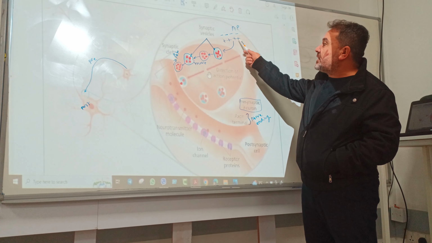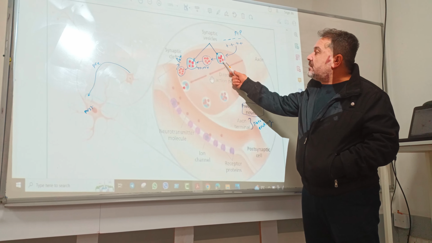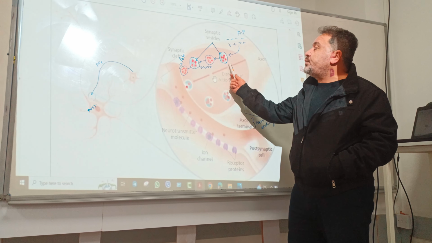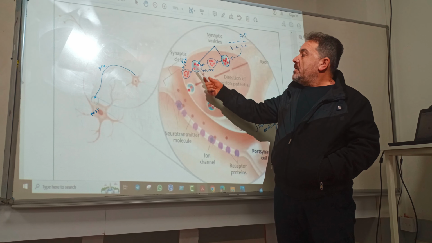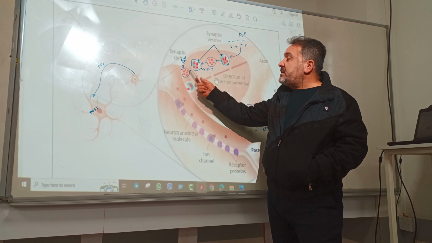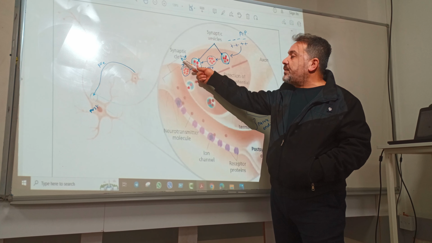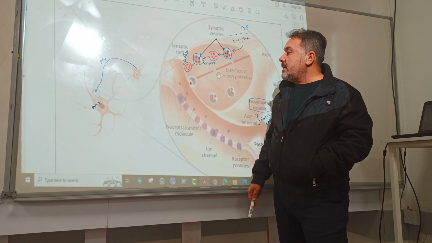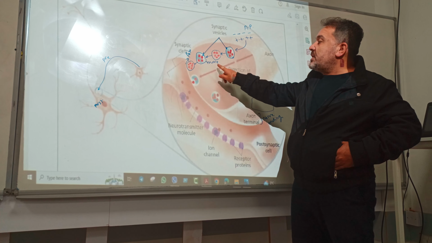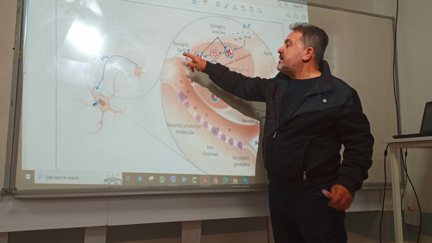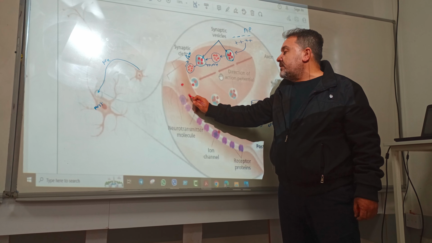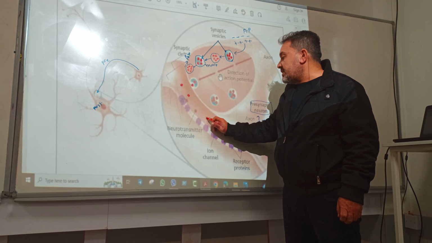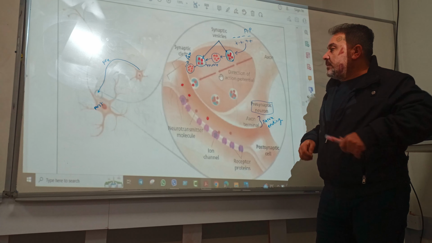This action potential causes the vesicles that contain neurotransmitter to move toward the presynaptic membrane. Then the vesicles that contain neurotransmitter fuse with the presynaptic neuron. After that, once they move and fuse, there is release of the neurotransmitter into the synaptic cleft.